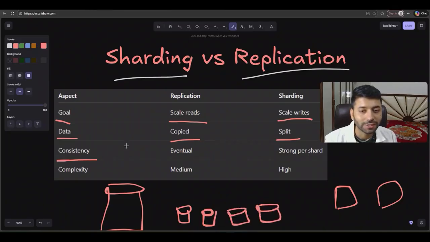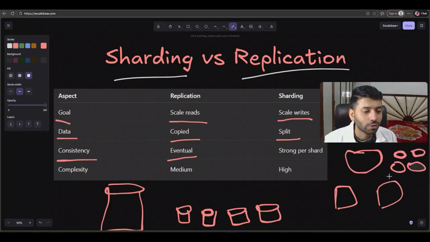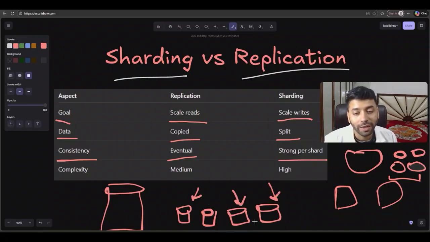Next, when we talk about consistency, in replication we have eventual consistency. Why? Because if you write to the master DB and then you have the replicas, there will be replication lag that we discussed, right? So these will be updated after some time or after some lag. So we will have eventual consistency. But in sharding, consistency will be strong per shard, because you will make a write operation to a particular shard only, right? We have split the data into multiple shards. So your write operation will happen to a particular shard, and in that particular shard the consistency will be strong.